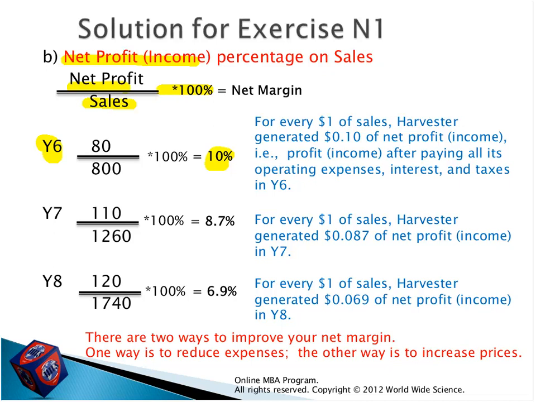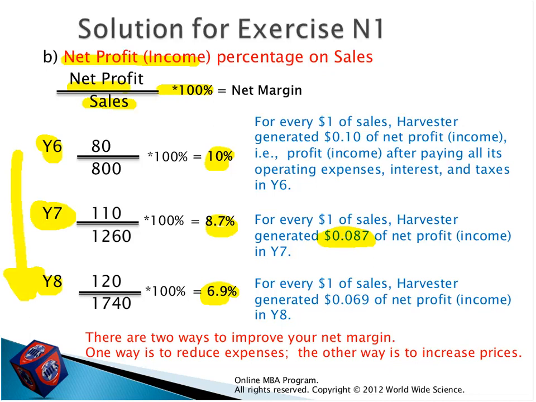At year 7, we have results after calculation of 8.7%. That means for every $1 of sales, the harvester generated less than 10 cents of net profit income. Can you see it? 0.087 of net profit. At the 8th year, the result is 6.9%. And in the gross profit as well, we can see the decrease in profits. Have you seen? The same situation.